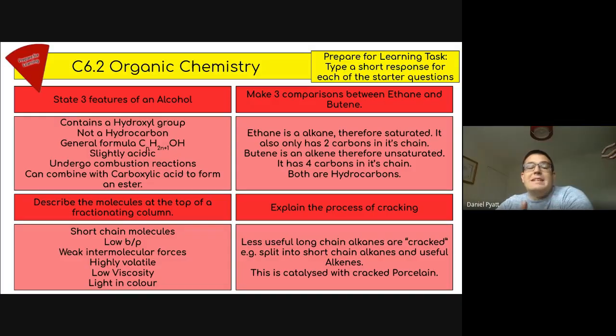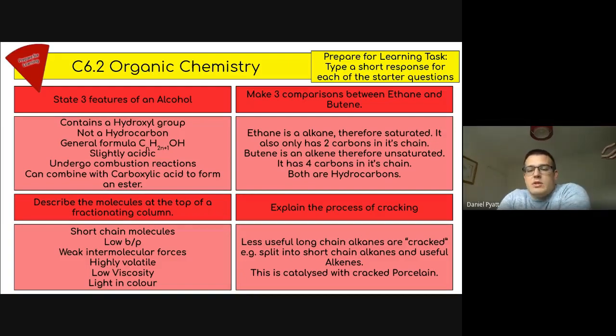Just think how easy it is to light a Bunsen burner in the lab. It's also got a low viscosity because obviously initially it's a gas, but as it becomes a liquid as you go down the fractionating column, those liquids are very, very runny in comparison again to bitumen, which is very thick. And last point is it's light in colour. So again, you didn't need to have all of those points, but that's all of the sort of main points that you could have had.